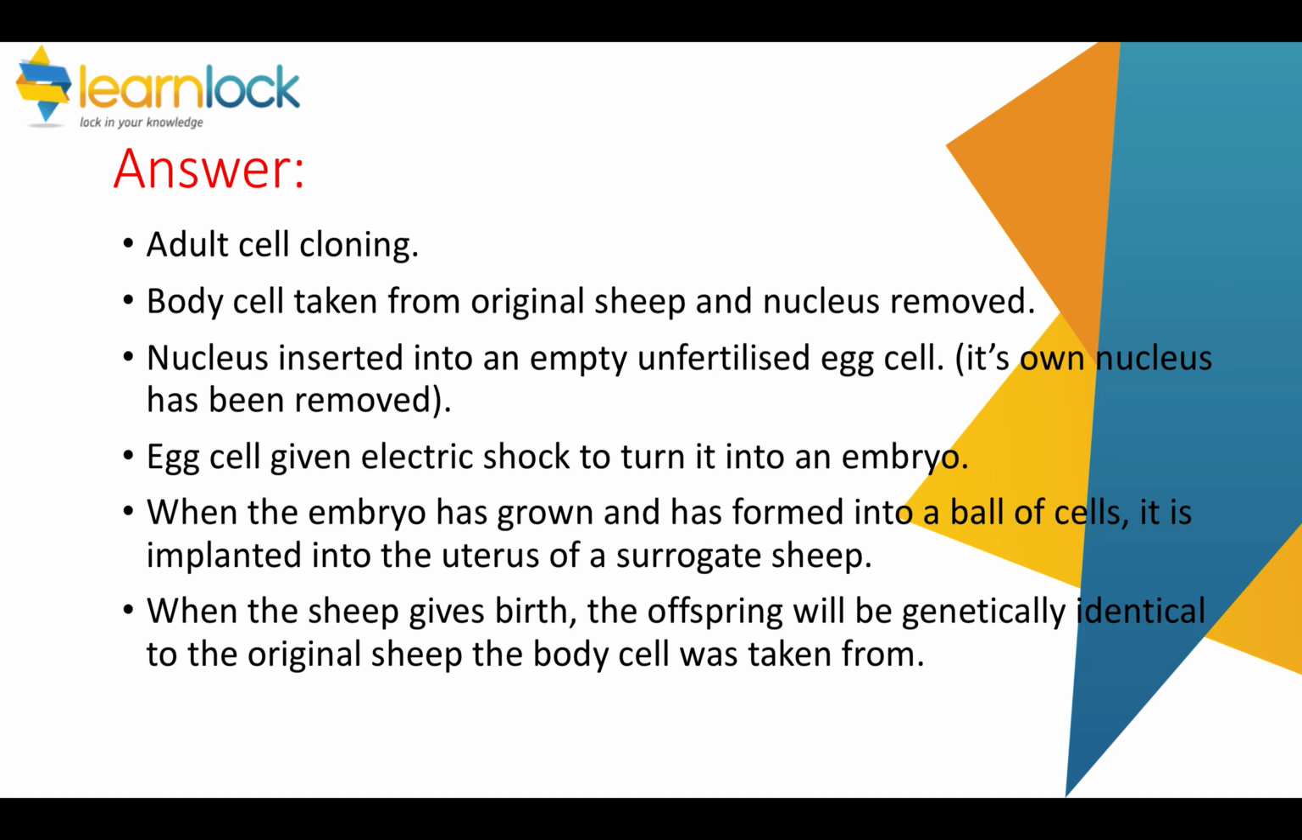So in theory, you could have three sheep involved here. One that's providing the egg cell, which you're going to take the nucleus from and discard. One that is providing the body cell, which you're going to use the nucleus from. And thirdly, the surrogate sheep.